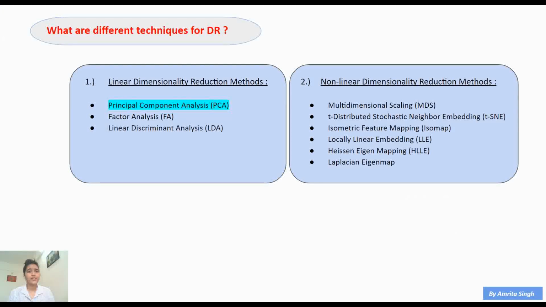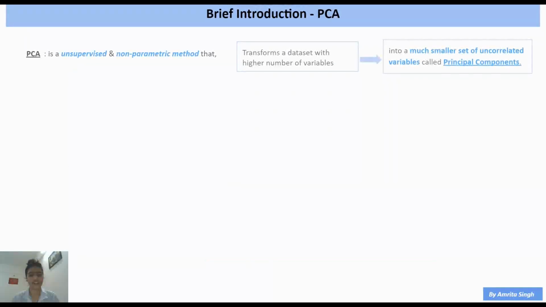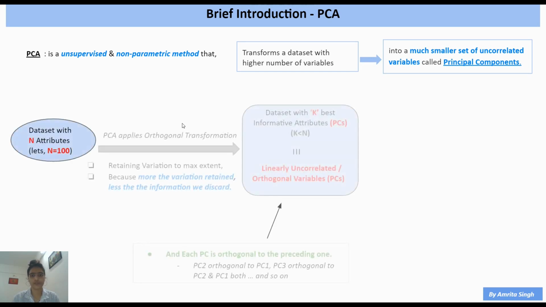Now there are different techniques for this, but in this video we are going to talk only about PCA. So let's go ahead. PCA is an unsupervised and non-parametric method. It means that it doesn't take into account the target variable of your data set, and also it doesn't consider the underlying distribution of your data. We'll understand more through this schematic diagram.